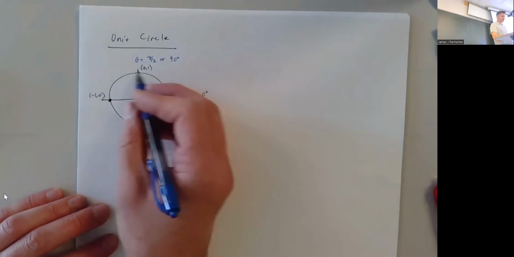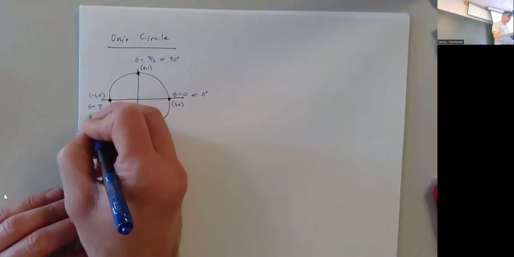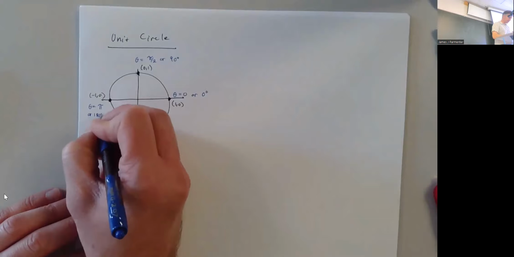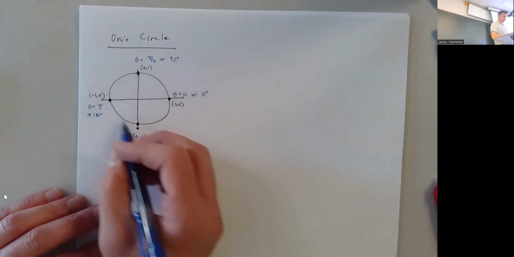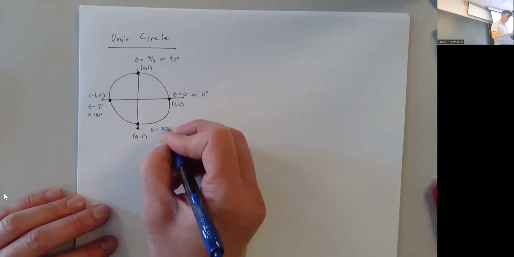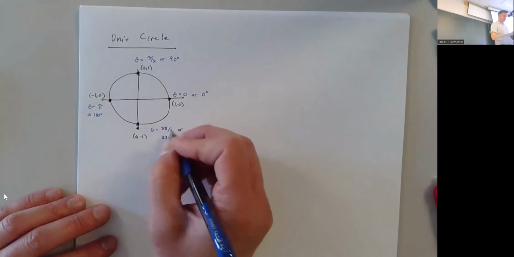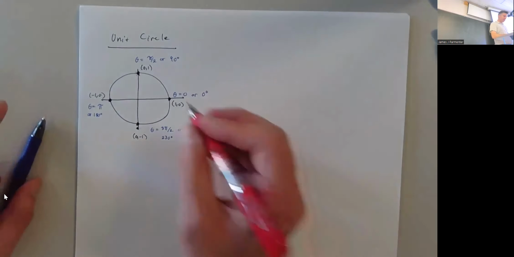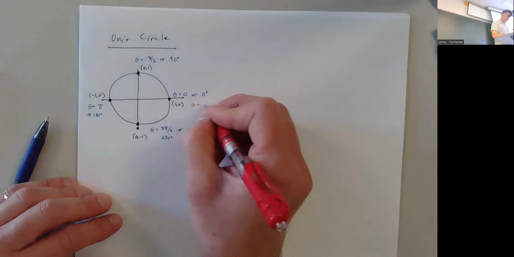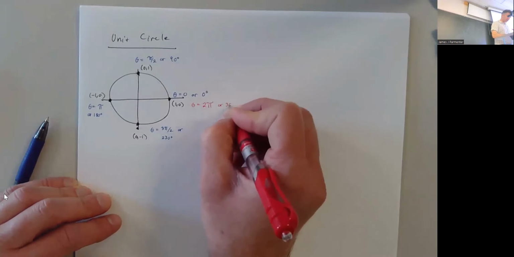If I go halfway around the circle, my angle is 180 degrees or pi radians. And finally, 3/4 of the way around the circle, my angle is 3 pi over 2 or 270 degrees. And finally, if you make a full revolution, you get theta being 2 pi radians or 360 degrees.